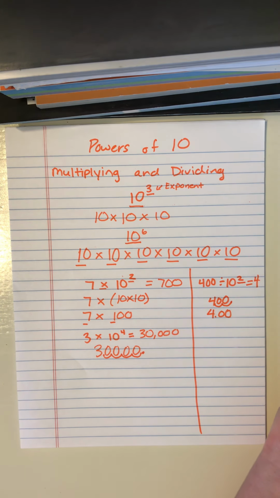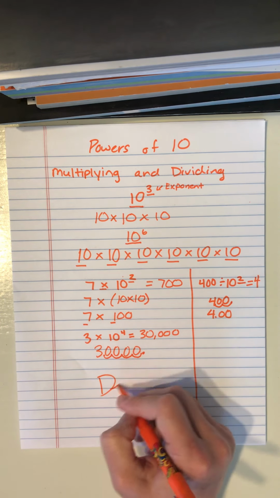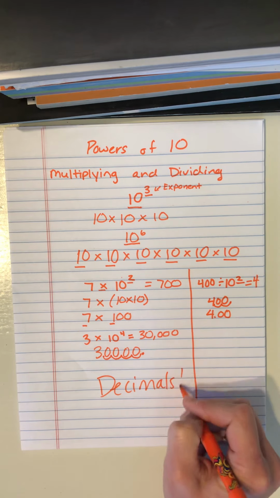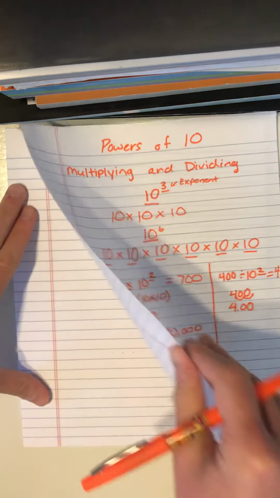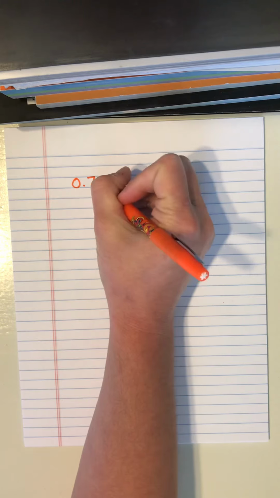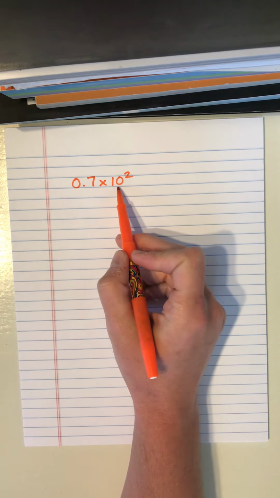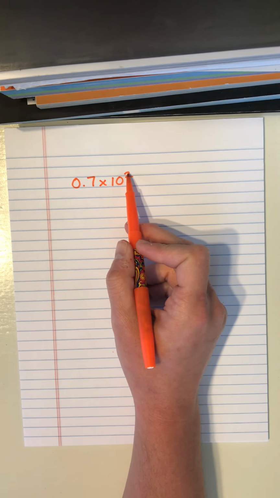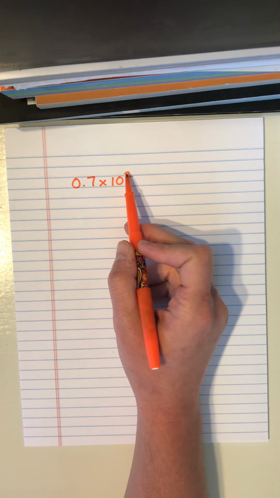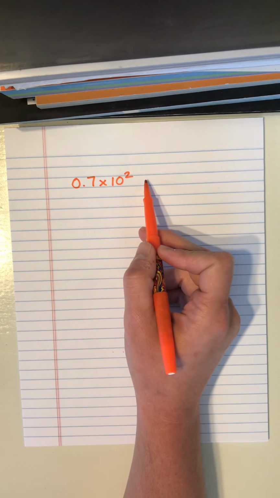Okay? We can also multiply and divide by powers of 10 with decimals. Okay? So when I multiply or divide with decimals, the concept is still the same. Our 10 is the base, our very powerful 10, which relates to our place value. Our exponent tells us how many times we're multiplying 10. And our sign tells us whether our answer is going to get bigger or smaller.